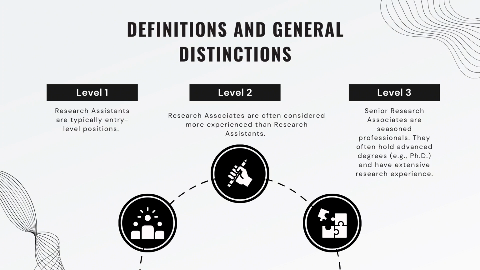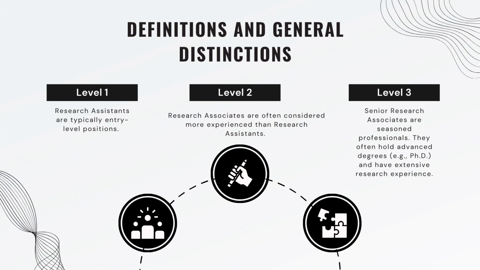Level 2: research associates are often considered more experienced than research assistants. Remember that I said in the beginning of the video, the difference between associate and assistant is that associate has more responsibility and experience. So they might hold a master's degree or have several years of relevant work experience.